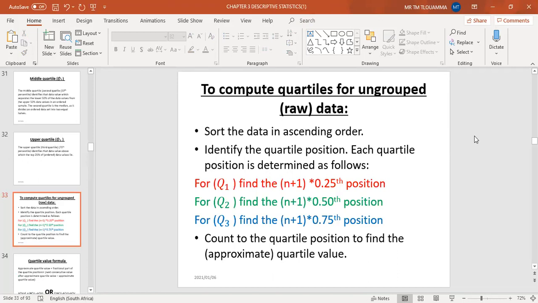So now we need to know how to compute the quartiles for ungrouped data. First thing, there's no way you can calculate them without putting your data in ascending order. Secondly, you need to identify the quartile position. Then next you can count the quartile position to find the approximate quartile values. So these are the 3 steps that you need to follow. We cannot find our Q1 without finding the position.